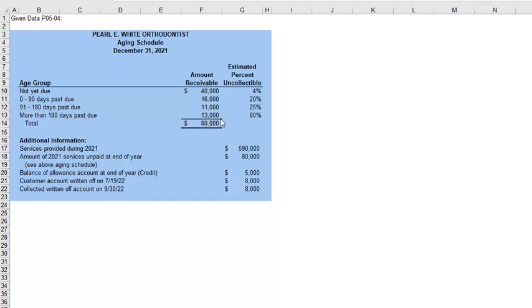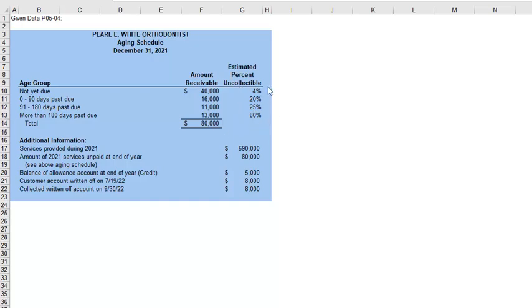We have $13,000 that is over 180 days past due. We are estimating that 80% of these are not going to be collected. So this is going to be our bad debt. We're expecting 80% to be uncollectible. Now you might wonder how we get these percentages.